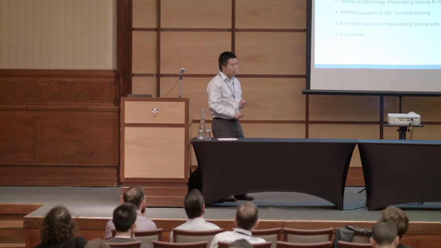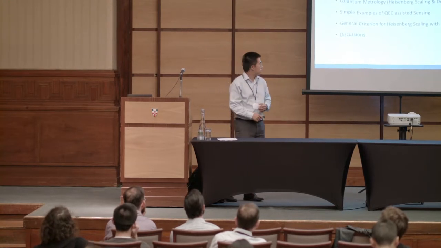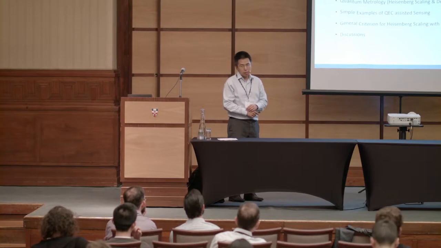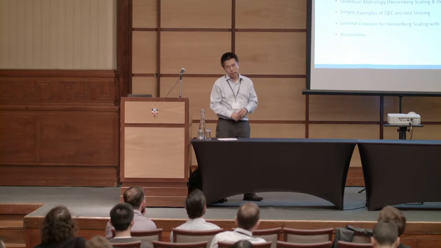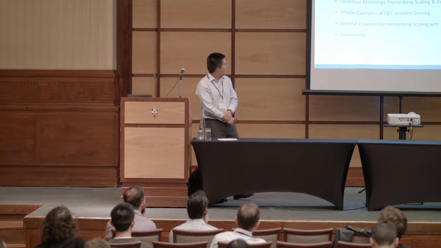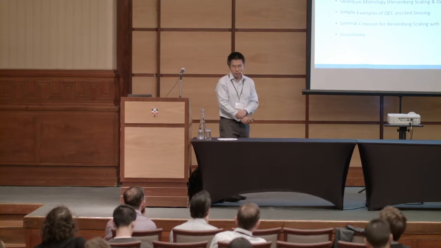And then I will give a general criterion to show that it's possible to achieve Heisenberg scaling. If these criteria are satisfied, then we can use error correction to achieve the Heisenberg scaling. And finally, I will discuss further generalizations.